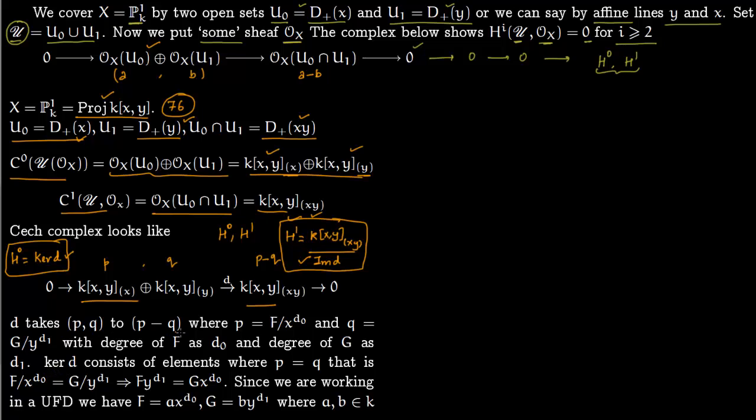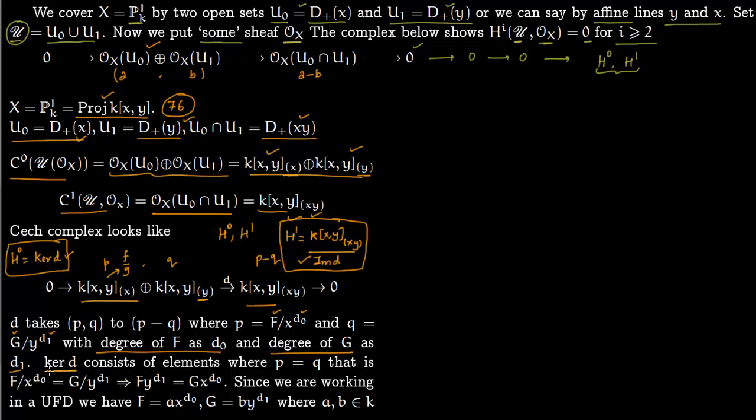Again d takes (P, Q) to P minus Q. Say P is some polynomial like this, f over x^d0. As we said, this consists of fractions f over g, where f and g have the same degree. So it is f over x^d0, Q is g over y^d1. Obviously the degree of f is d0, the degree of g is d1. That is precisely what these brackets here mean for localization: you have a numerator and denominator, the denominator degree is equal to the numerator degree, and the denominators come from these x's.